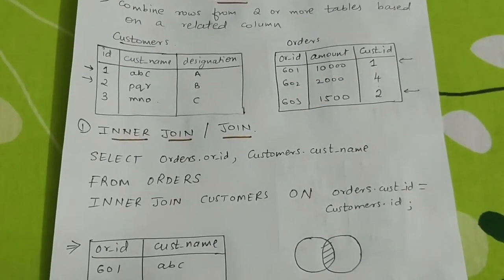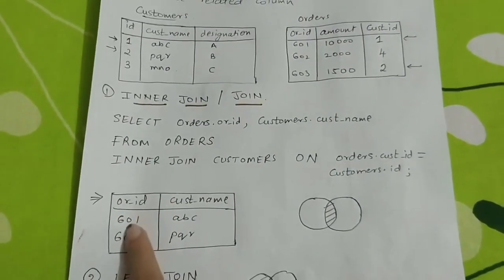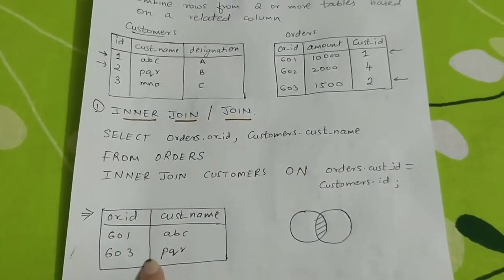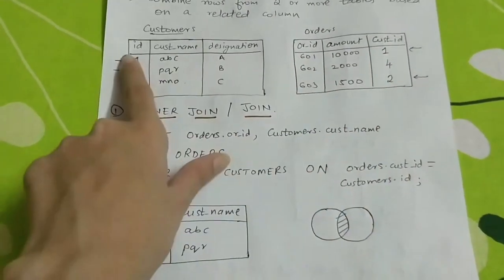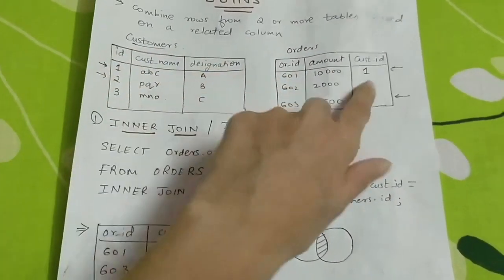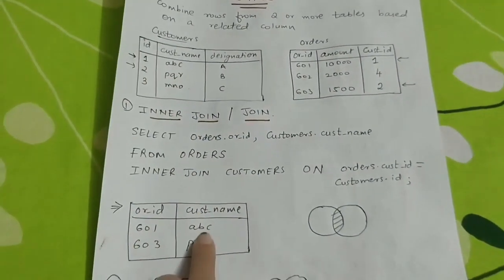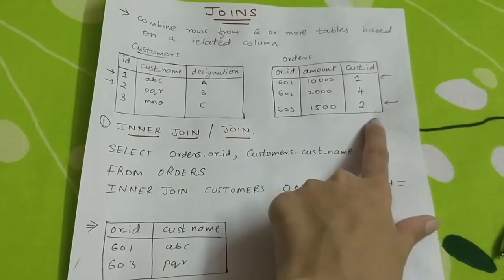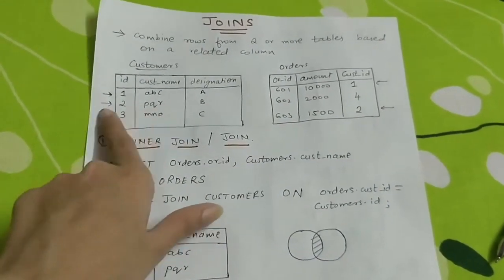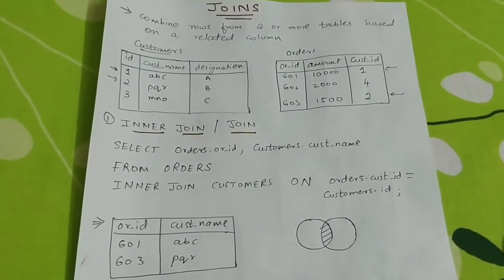I have marked over here 1 and 2, 1 and 2. So only or ID from here will be printed, 601 and 603, and the corresponding cust name will be printed over here. For 601, the cust ID is 1, and for cust ID 1, the customer name is ABC, so ABC comes over here. For 603, the cust ID is 2, the common attribute over here, and the cust name will be PQR, and that is printed. This is what inner join is all about.